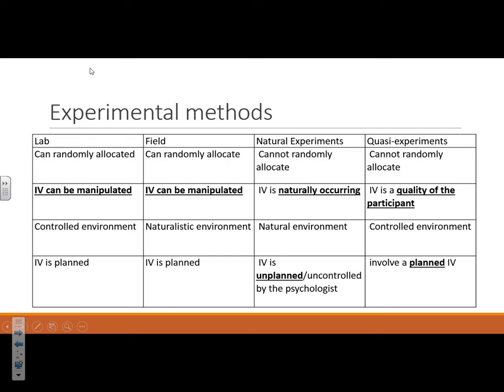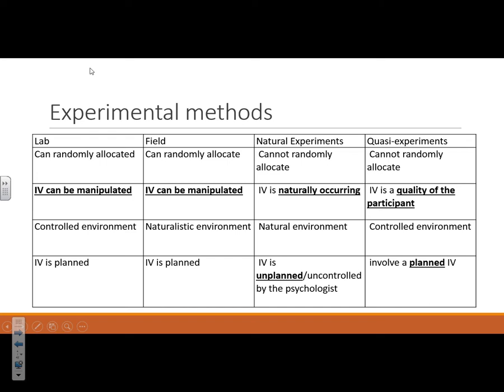And of course you'd randomly allocate in lots of different ways, but by putting all of the names into a hat, drawing out 50 names and they'd be condition 1, and then 50 names and they'd be condition 2, or drawing out one name condition 1, drawing out the second name condition 2, and so on. So that can be done. The IV can be manipulated. We can choose the IV, we pick the IV and we manipulate it.